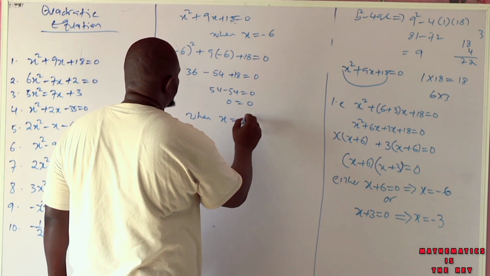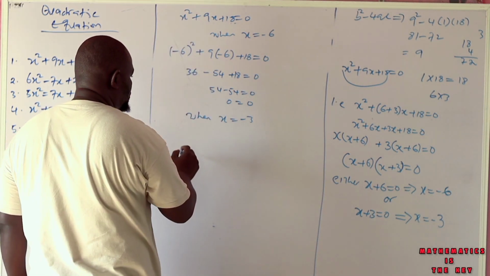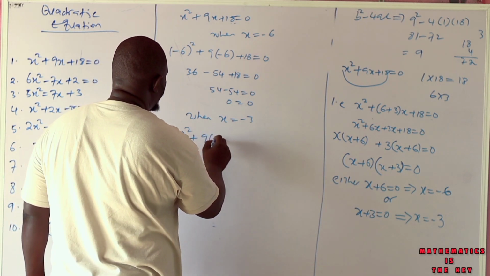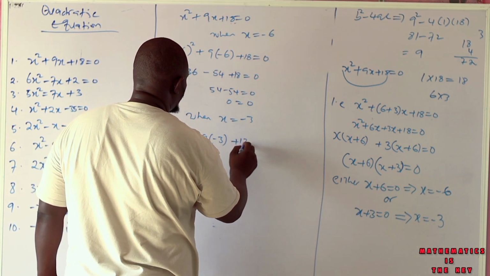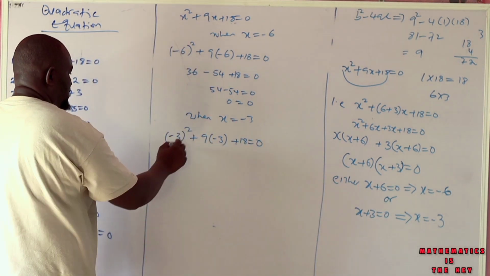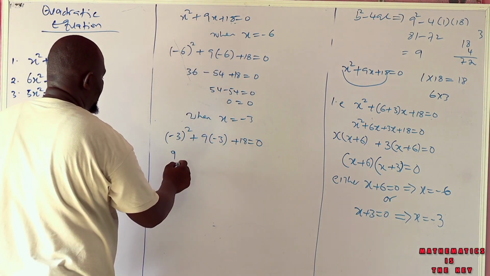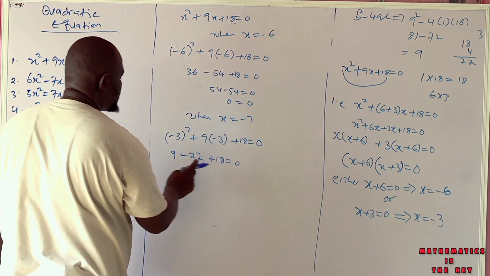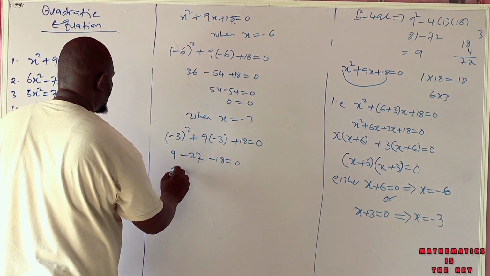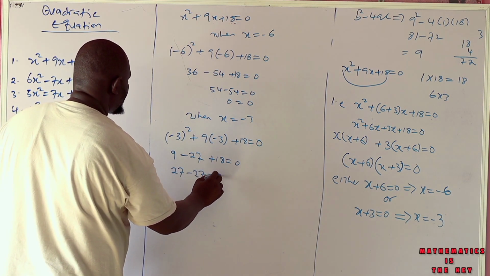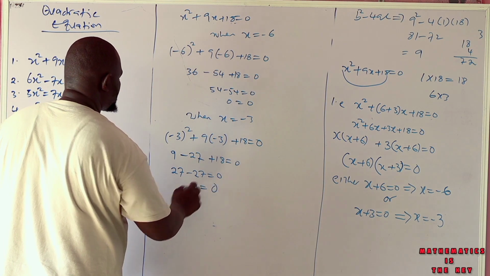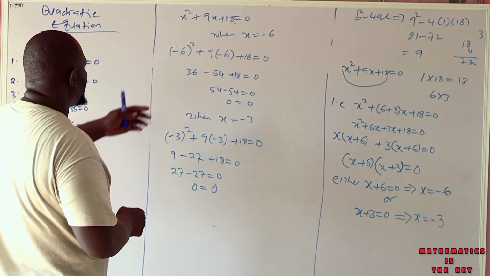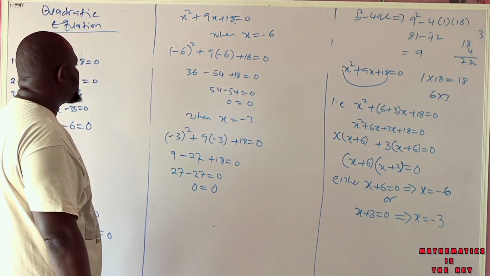When we pick x is equal to minus 3 now, substituting into the equation, we will have minus 3 squared plus 9 into bracket minus 3 plus 18 is equal to 0. Minus 3 squared is 9. 9 by minus 3 is minus 27. Then we have plus 18 is equal to 0. 9 plus 18 is 27. So we have 27 minus 27 is equal to 0. And we have 0 is equal to 0. The equation balances, that means minus 3 is also the correct solution to the equation.